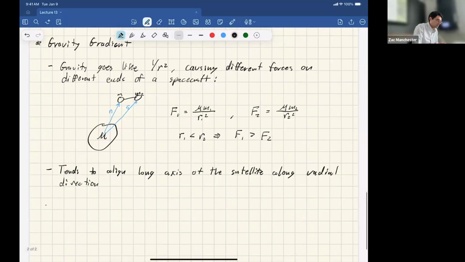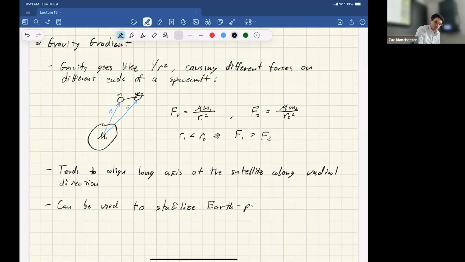And then, as I already said, you can use this to stabilize an Earth pointing, nadir pointing spacecraft. The only catch is you have to get the mass distribution to basically look like a dumbbell. So in practice, the way this is done is by deploying a long boom with a mass on the end to make the thing look like a dumbbell.